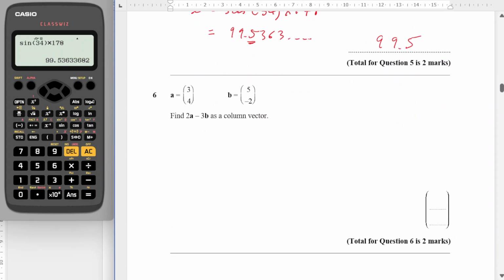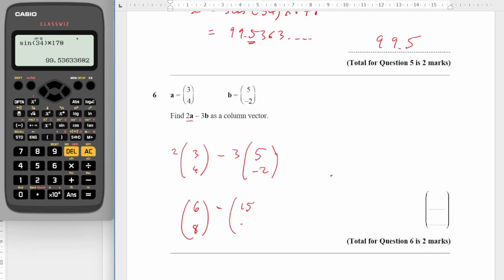Okay, column vector questions. So 2 lots of A, so I'm just going to rewrite this, 2 lots of (3, 4) minus 3 lots of (5, -2). And then it's kind of that straightforward. So 2 lots of this would be (6, 8). And then if I keep it as a minus for now, 3 lots of 5 is 15. 3 lots of minus 2 is minus 6. And then 6 minus 15 gives you minus 9. And then 8 minus minus 6 becomes 8 plus 6, so 14.